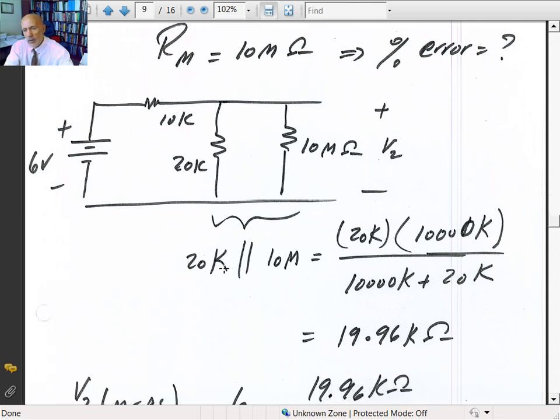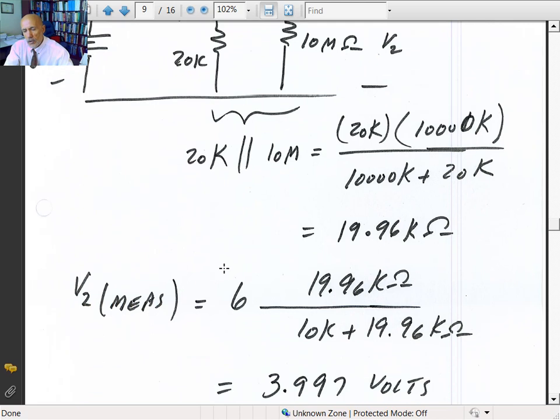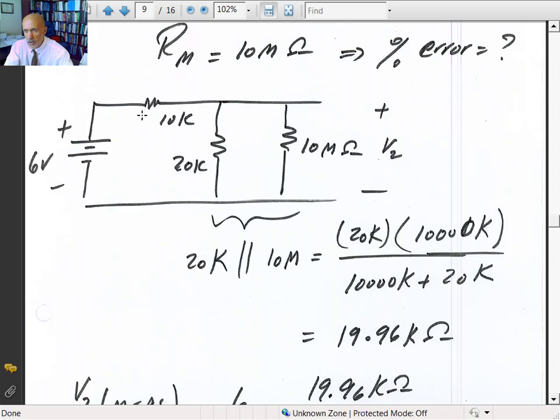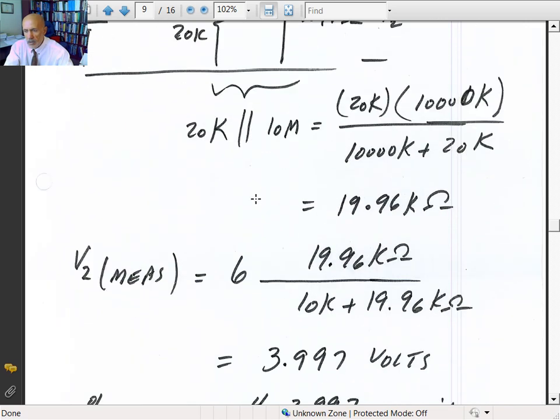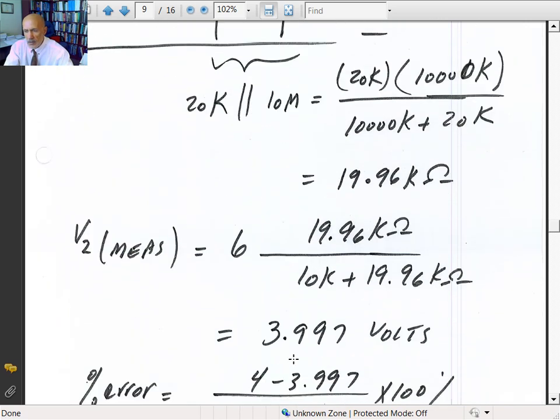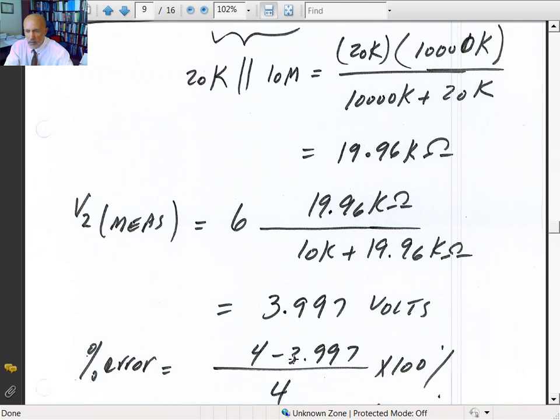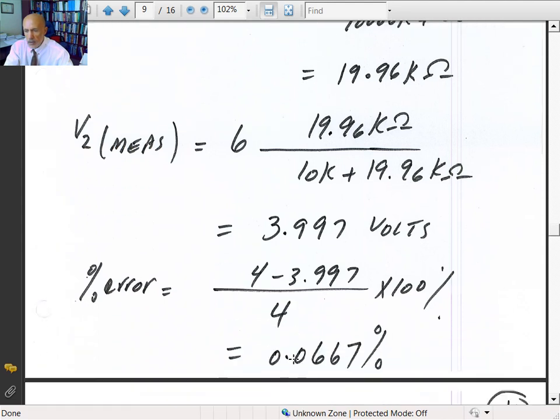Now if you use the voltage divider, the V2 measured would be 6 volts times the combination, which is 19.96, divided by 10 plus the combination. And that gives you 3.997 volts, which is much closer than previously with the 200 kilo ohm internal resistance. And if you calculate the percent error, that's 0.0667%, which is very insignificant.